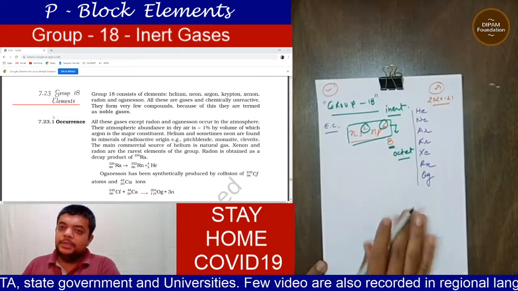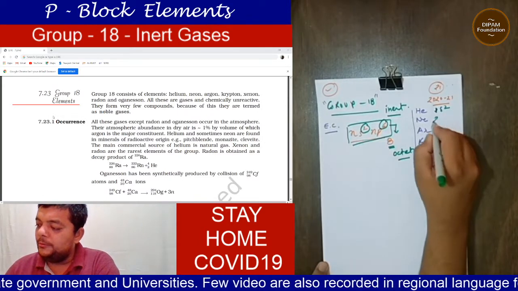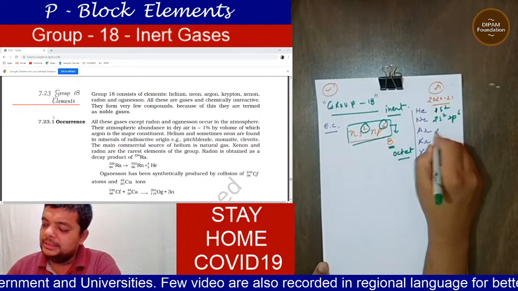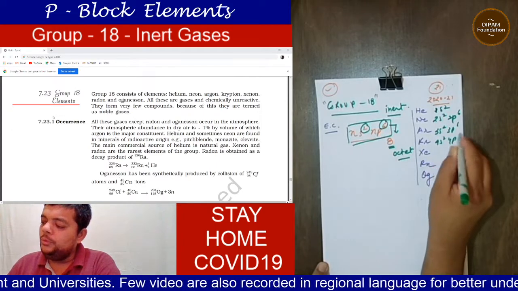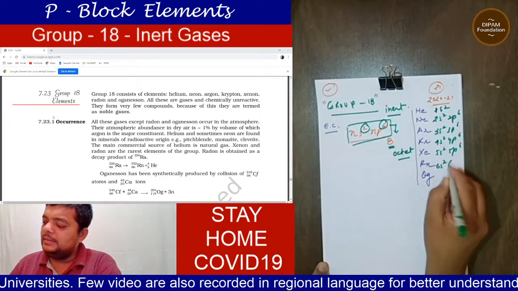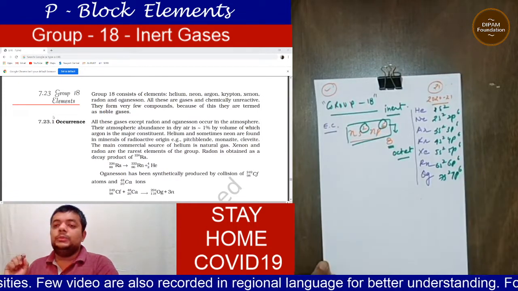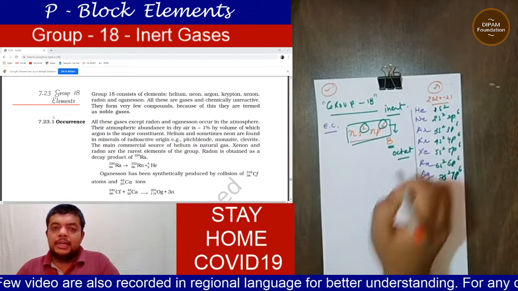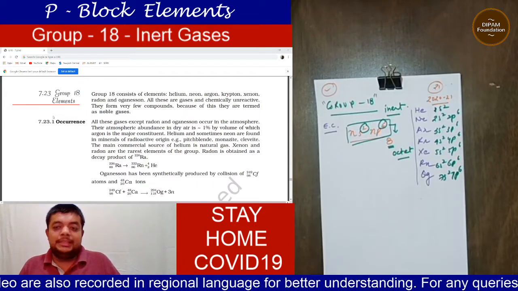and np6. If we write for helium, it will be 1s2. If we write for neon, it will be 2s2 2p6. Then for the others, 3s2 3p6, 4s2 4p6, 5s2 5p6, 6s2 6p6, and 7s2 7p6. So these are the electronic configurations of the noble gases or the inert gas elements.